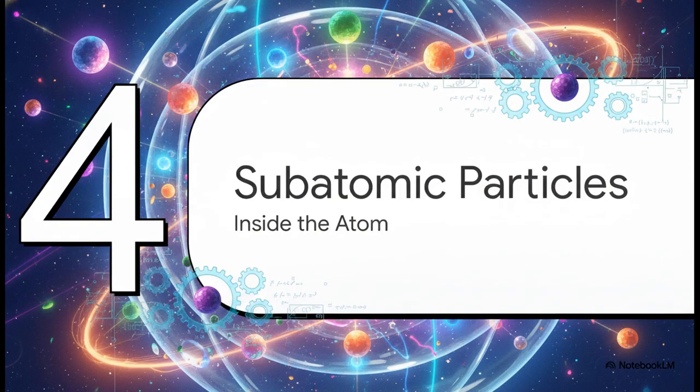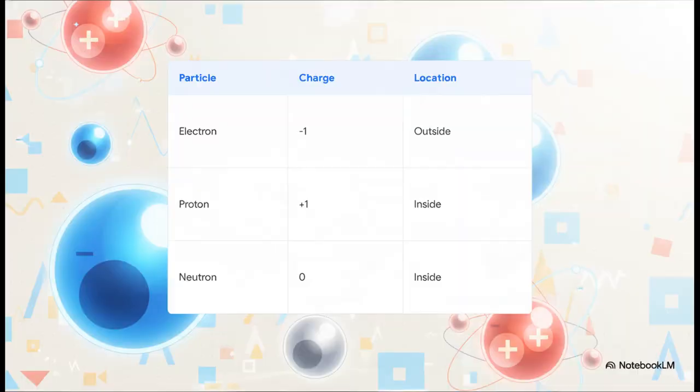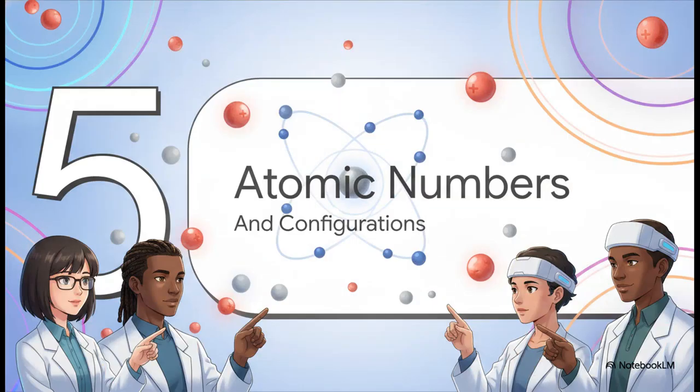Next up, Section 4, the subatomic particles. So let's lay out the three main subatomic players we found inside the atom. First, the electron. It has a -1 charge and lives outside the nucleus in those energy shells. Then we have the proton. It carries a +1 charge and is locked firmly inside the nucleus. Finally, there's the neutron. It has 0 charge, so it's completely neutral, and it hangs out in the nucleus right alongside the protons. The discovery of the neutron was actually the missing puzzle piece that let scientists finally make sense of atomic mass. Which brings us to Section 5, atomic number and configuration.